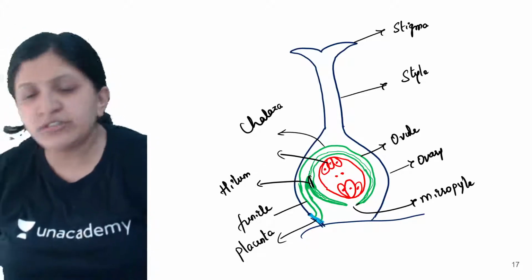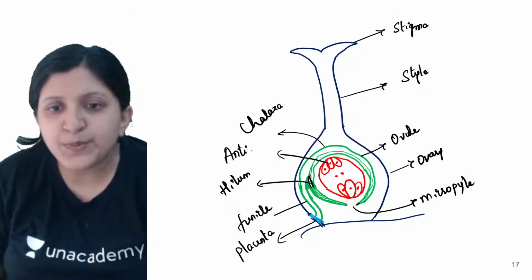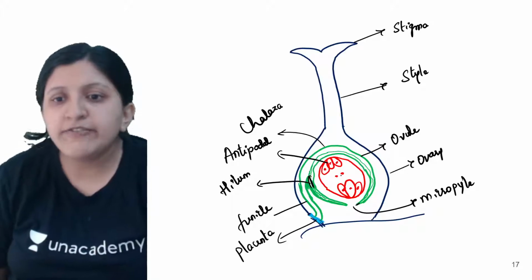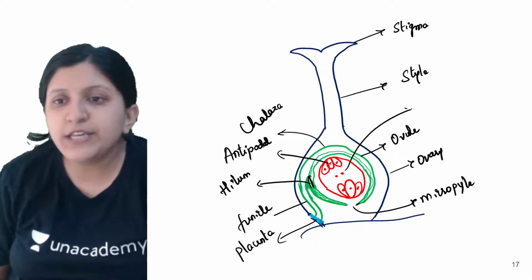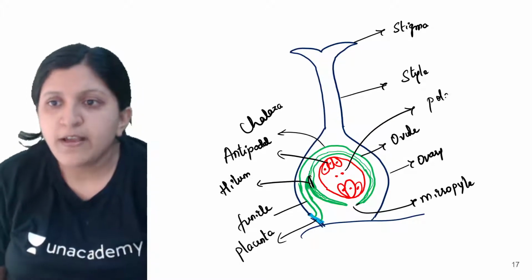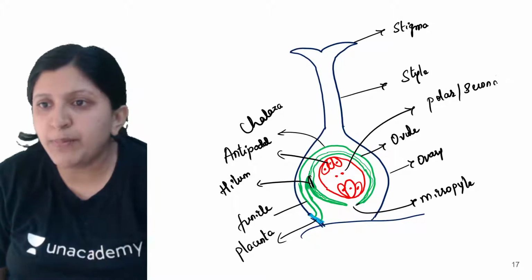Hi Kamlesh, good evening. So this one is an antipodal cell. These two nuclei can be called the secondary nuclei, or they can even be called the polar nuclei. So polar or secondary nuclei can be mentioned for this.